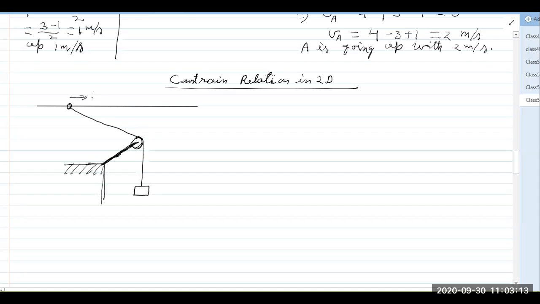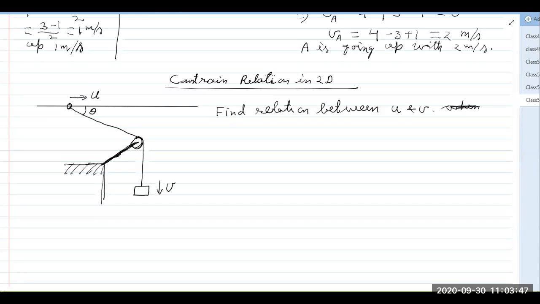This is moving with velocity u, suppose, and we have to find the velocity v of this object. Find the relation between these two velocities when the angle is theta. Find the relation between u and v when theta is given, with theta also. Okay, so how do we relate it?